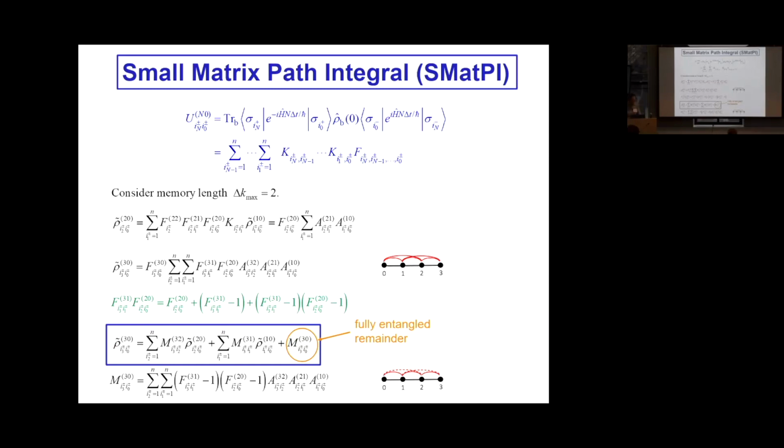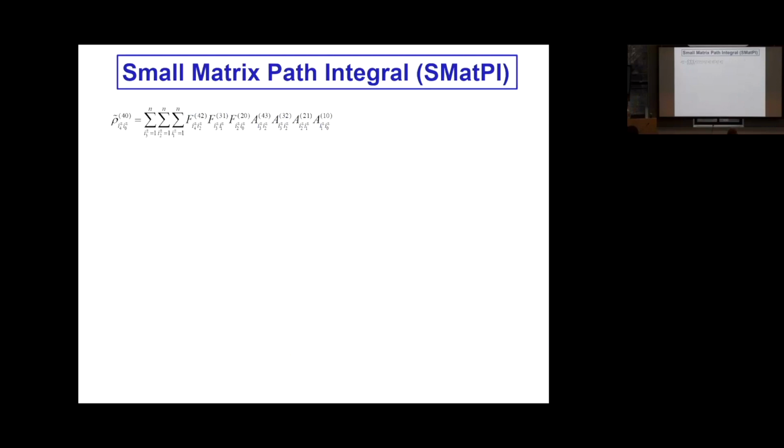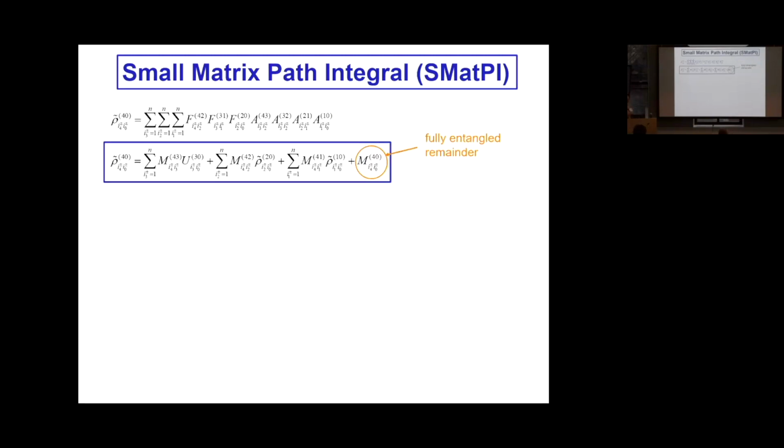So let's continue like this. And this is the diagrammatic representation of this decomposition here. If I go to the fourth time step and write down the path integral, I now have a triple sum to begin with. So I use a similar decomposition of the influence functional product, and I can turn it into this form. And now I have a residual that is a matrix M40. Again, these are fully entangled remainders. Entanglement doesn't disappear. It's just shifted to these terms that I call remainders.